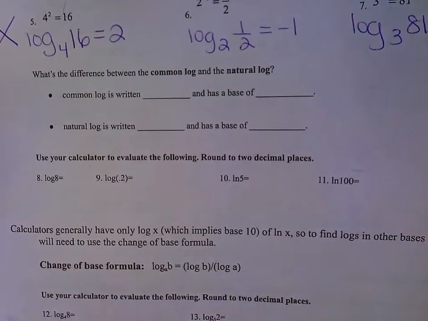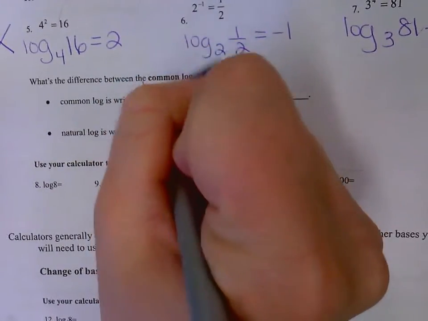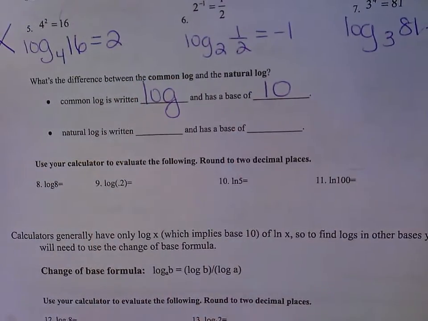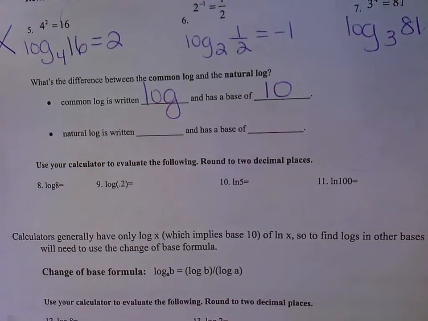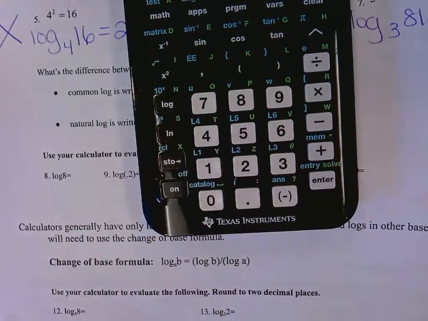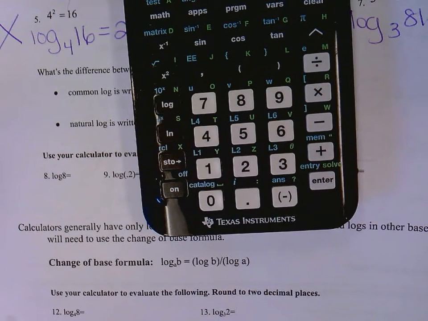Okay, and then this I talked about, that the common log is just written log, and it always has a base of 10. We haven't talked about the natural log. On your calculator, you have 2 log buttons. You have this log button, and then you have this button underneath it called the natural log. This gets used a lot in calculus, but we're also going to use it in interest and in population growth.